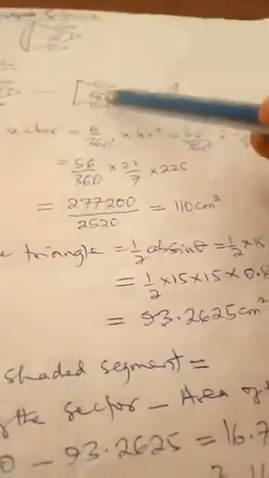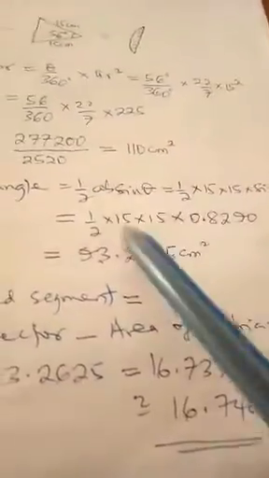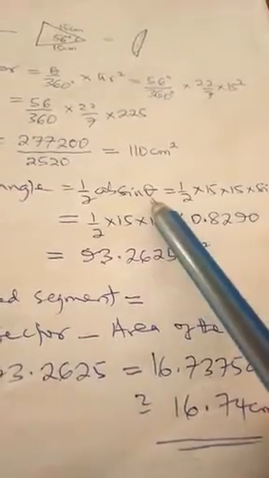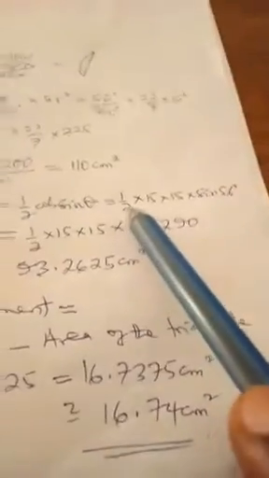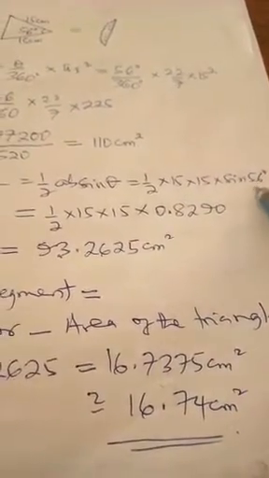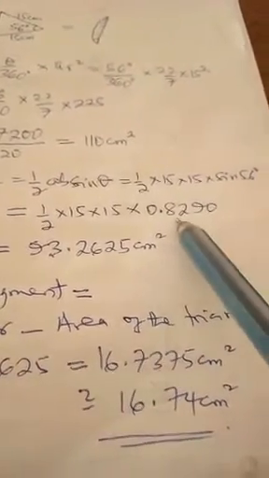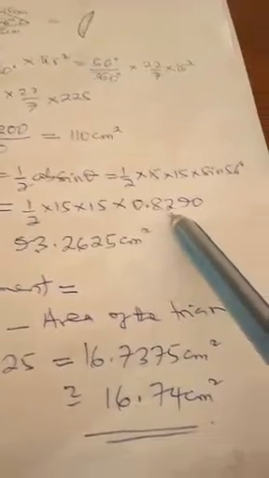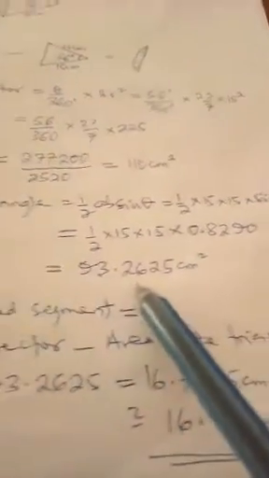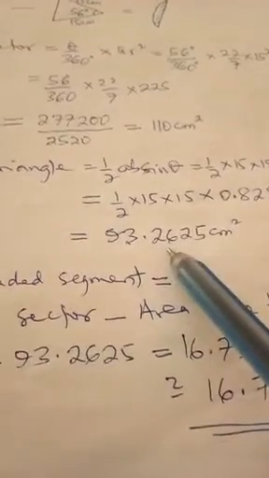For your triangle, when a triangle is not a right-angled triangle, like in this case, we've discussed that before, you use this: half the product of the two sides, times sine of the angle between them. So half times 15 times 15, times sine of the angle between them. Write your sine 56 to 4 decimal places, as if you are using a 4-figure table. Multiply, divide by 2, and you have the area of the triangle to be this.